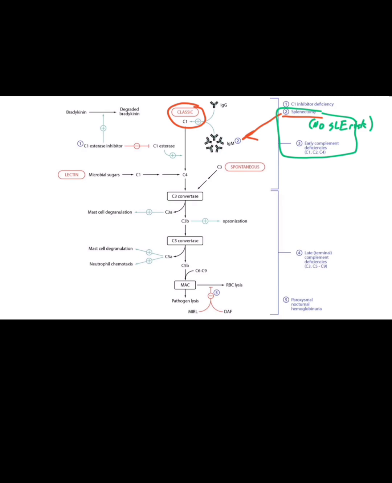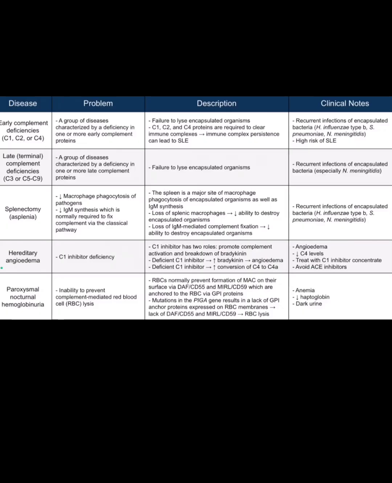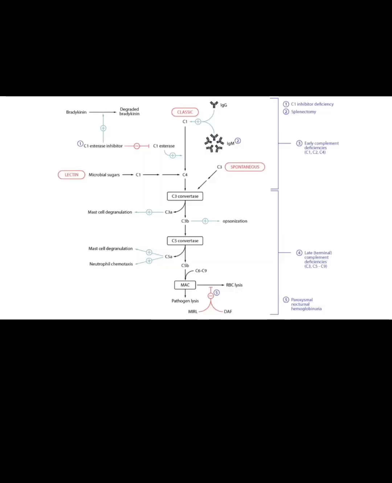Now let's briefly discuss hereditary angioedema. This is caused by a C1 inhibitor deficiency. The description, as shown here, and the clinical notes, as shown here, are all discussed in detail in the previous video on the kinin system. Those details are reiterated here just for the sake of completeness of this table. However, we won't rehash those details again here. In fact, I really just want you to see visually how the complement system intersects with the kinin system.